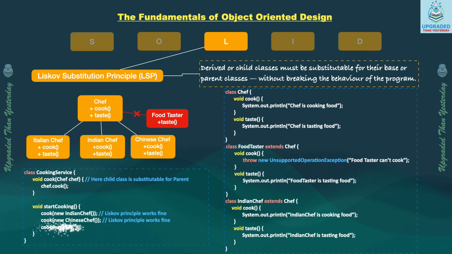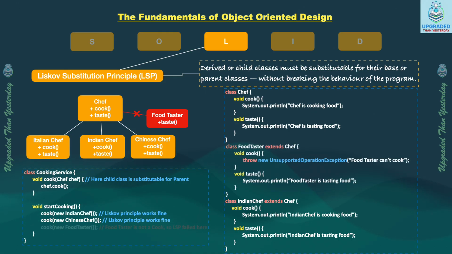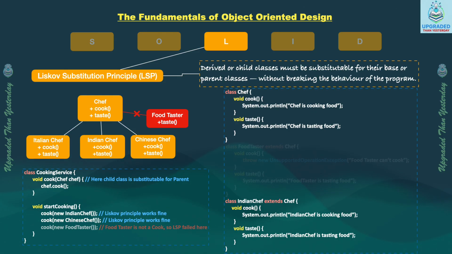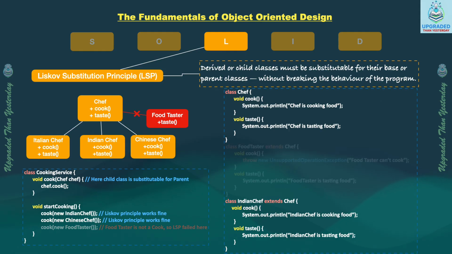If you see carefully, the food tester class has not provided any implementation inside the cook method to make sure the food tester doesn't do cooking. Since the food tester doesn't do cooking but the parent chef class does cooking, this subclass cannot become the substitute for its parent. So here the Liskov substitution principle is broken.